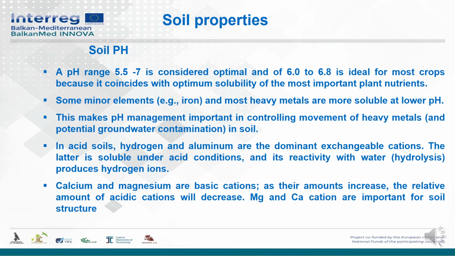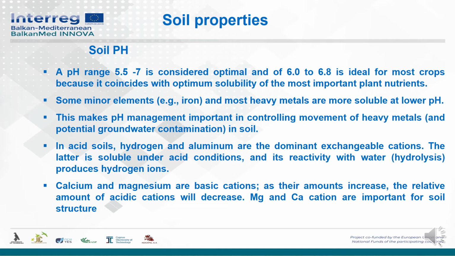A pH that has values between 5.5 and 7 is considered optimal. And in this range, when the pH has values of 6 to 6.8, it is ideal for most of the crops because it coincides with optimum solubility of the most important plant nutrients. Some minor elements like iron and most of the heavy metals are most soluble at lower pH. This means at acidic pH.